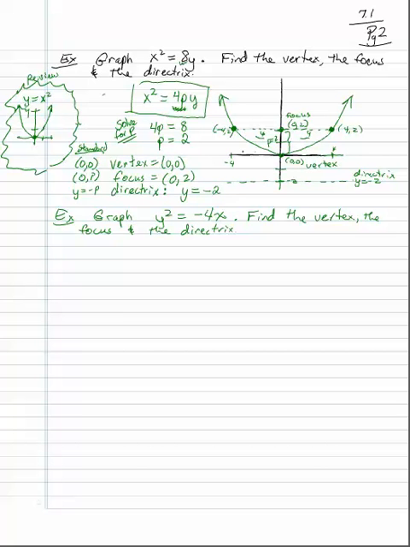Let's try another one. So let's graph y squared equals negative 4x, and you're going to find the vertex, the focus, and directrix. So again, I think about the one I'm familiar with. Y equals x squared is the one that opens up. So this is y squared. So that means it opens sideways.